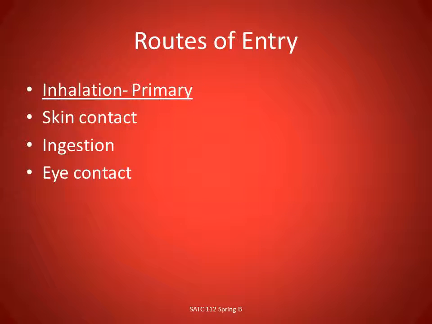The primary route of entry for benzene is inhalation. Benzene is a clear, colorless liquid that is often found in crude oil and petroleum products, including gasoline. Secondary routes of entry include ingestion and skin contact.